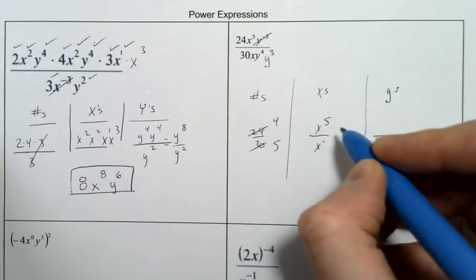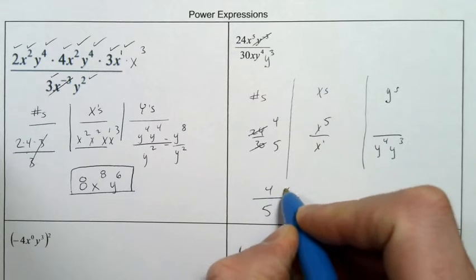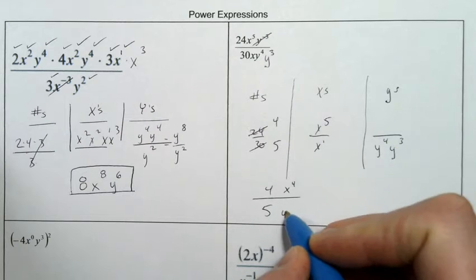Here I have more on top, and so my answer, starting with my answer, I have more x on top and I have 4 more. On the bottom, these combine by adding: y to the 7th.